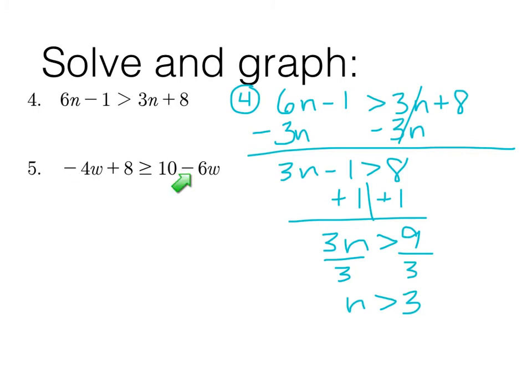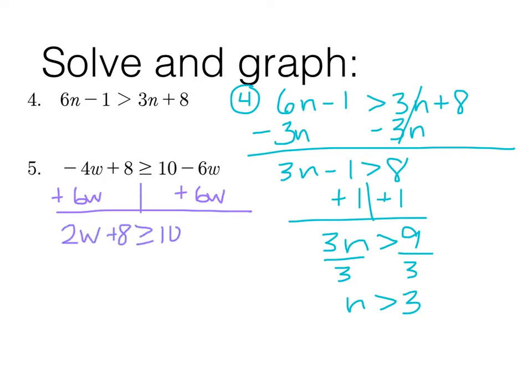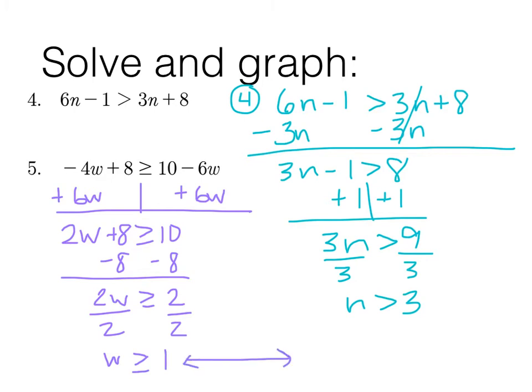Minus 6w is smaller. Get rid of negative 6w by adding 6w to both sides and watch what happens. You no longer have negative w. I have 2w plus 8 is greater than or equal to 10. I'm not going to have to worry about any flipping. Subtract 8. 2w is greater than or equal to 2. Divide both sides by 2. What kind of 2? A positive 2. No symbol flipping necessary.